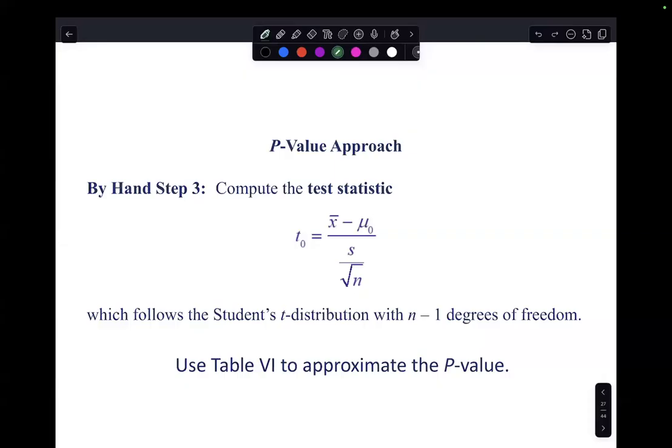All right. This says to use the table to approximate the p-value. Don't do it. Use your calculator. It is so much better. Do not use the table. It is a big pain in the rear. Use your calculator.